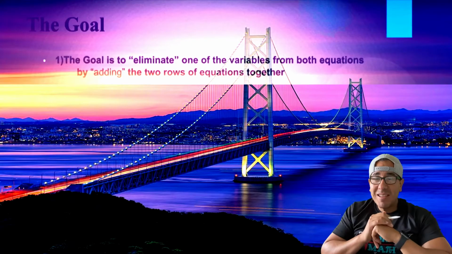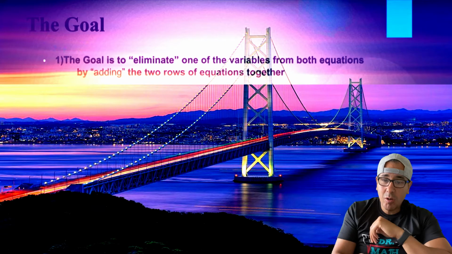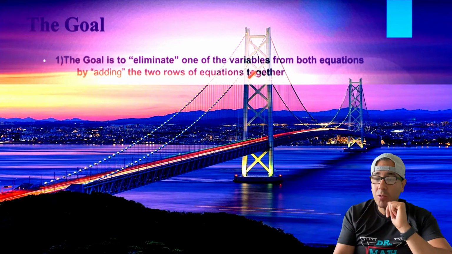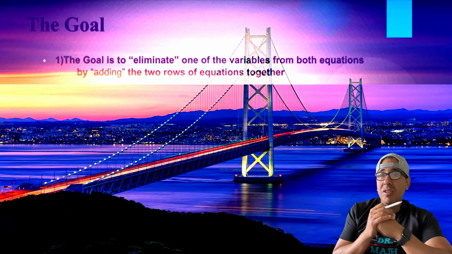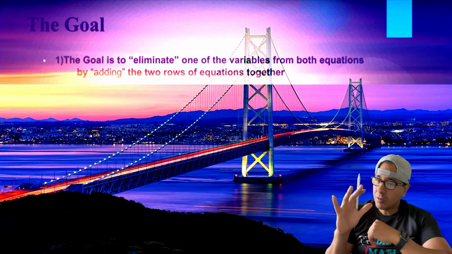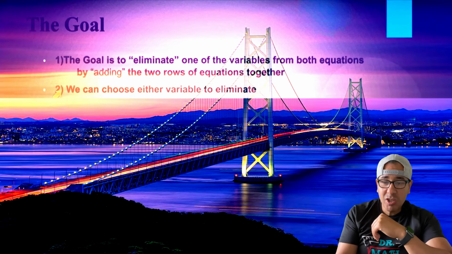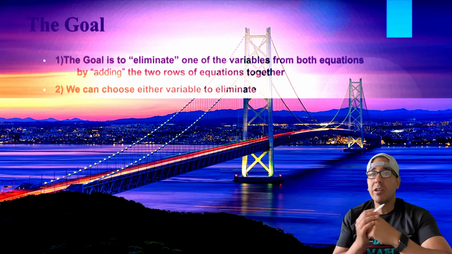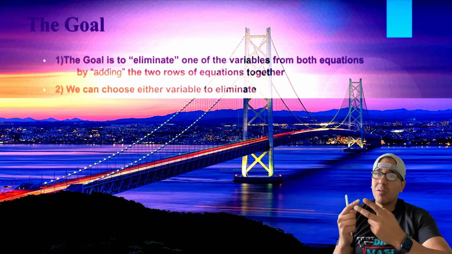All right, so let's look at the goal here. Our goal, number one, is to eliminate one of the variables from both equations. And you're going to do this by adding the two rows together. That's the first thing we're going to do, and I'm going to show you exactly what that looks like. So don't panic. Number two, we choose either variable to eliminate. So you're going to choose either the x or the y.